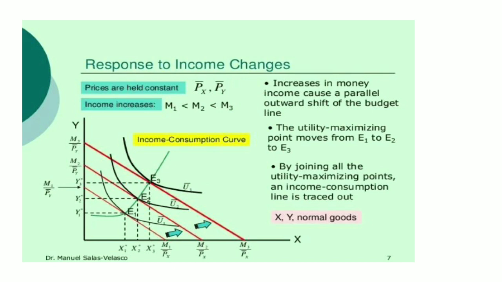With an increase in money income, the budget line shifts parallel outward, and the utility maximizing point moves from E1 to E2 to E3. By joining all the utility maximizing points, an income consumption curve is traced out.